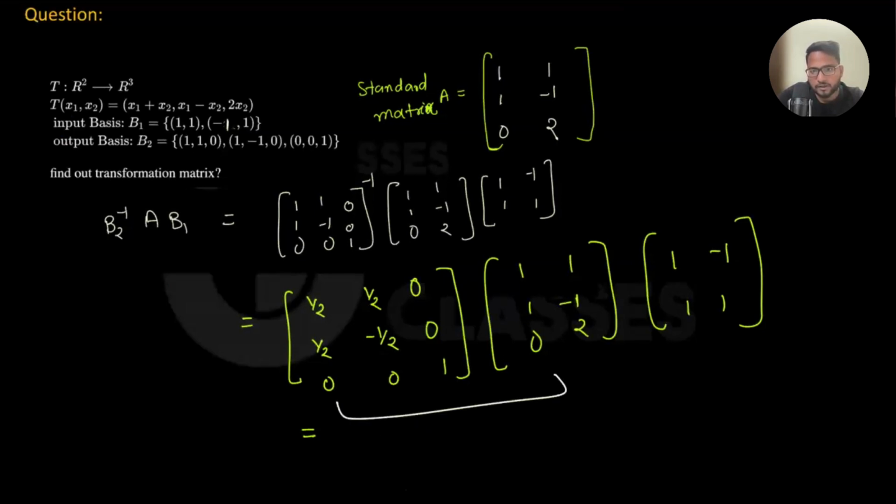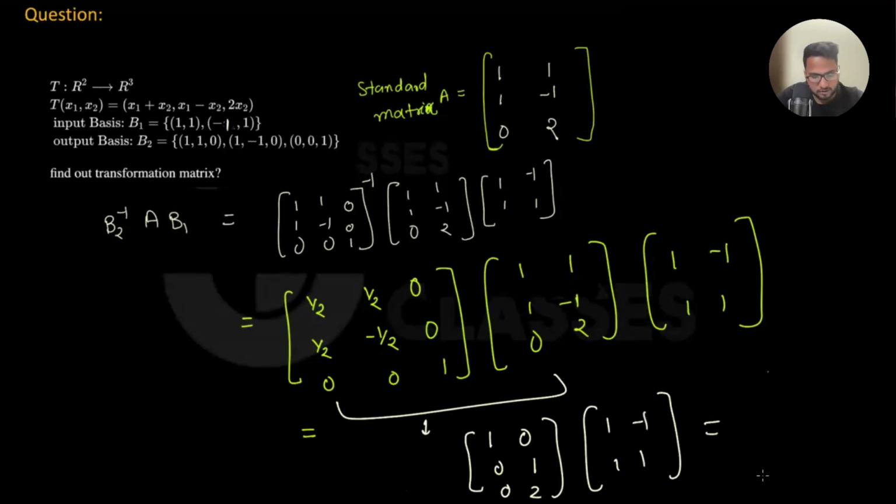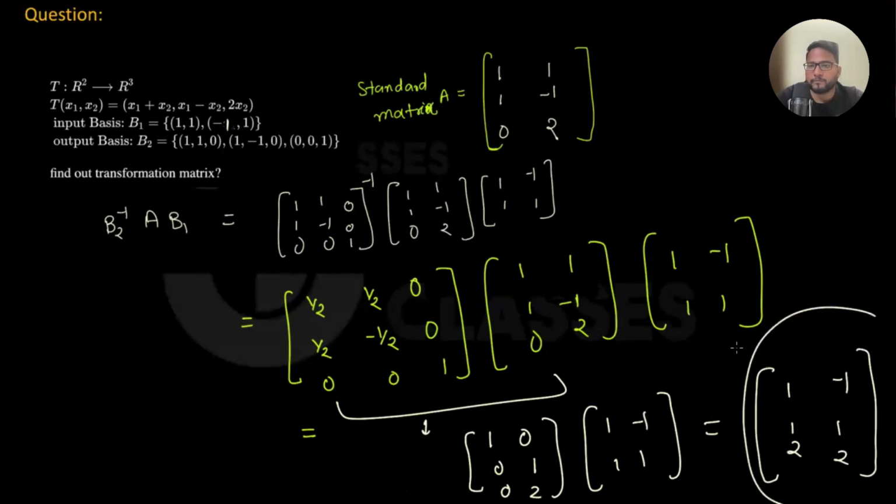If you multiply these two, first you get 1, 0, 0, 1, 0, 2, and then you multiply with 1 minus 1, 1, 1. Finally you get something like this: 1, 1, 2, minus 1, 1, 2. Okay, so this is the matrix that we are looking for.